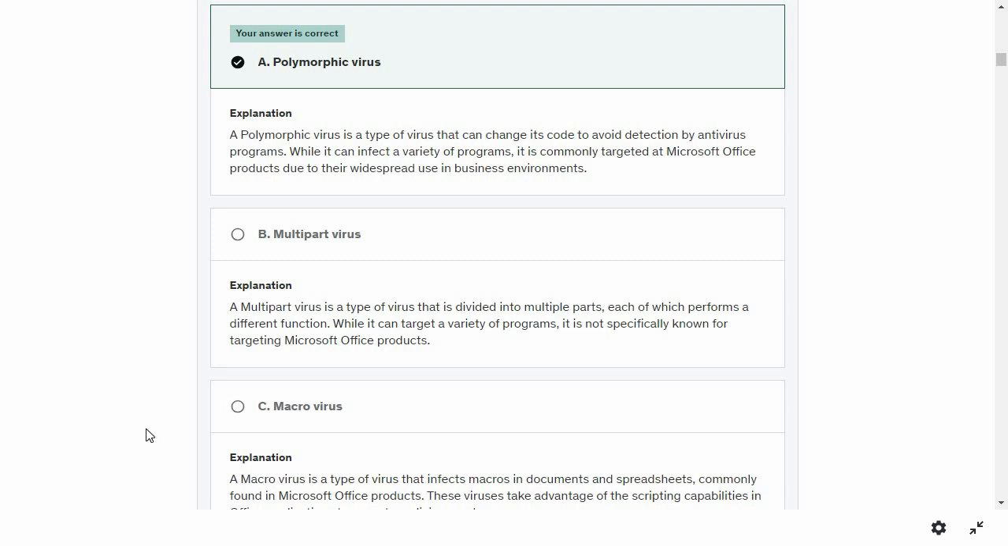Polymorphic viruses. A polymorphic virus is a type of virus that can change its code to avoid the detection by antivirus programs. While it can infect a variety of programs, it's commonly targeted at Microsoft Office products due to the widespread use in business environment. So, polymorphic viruses is the correct answer for our scenario.